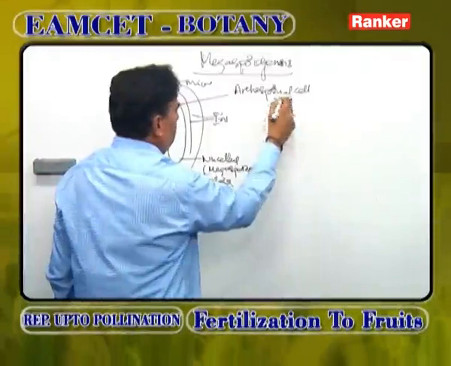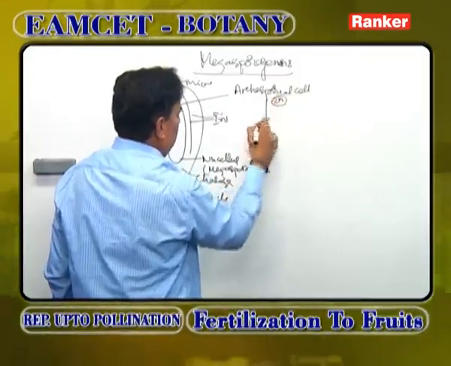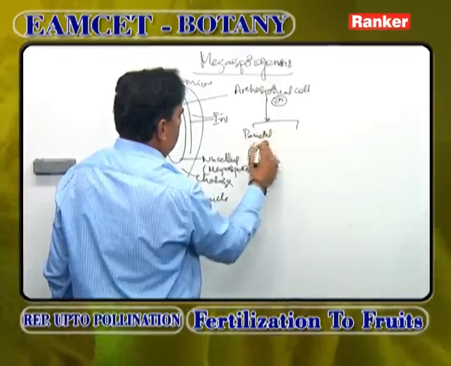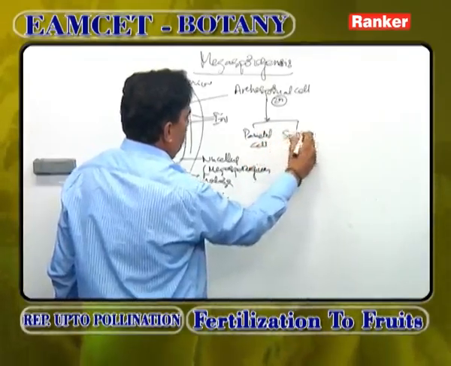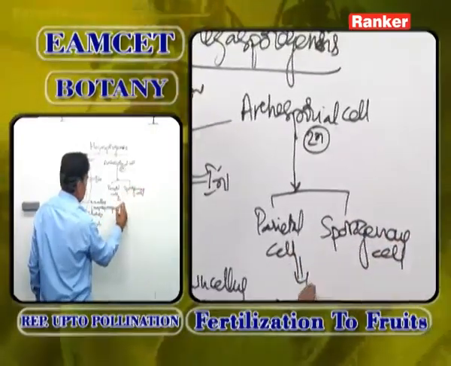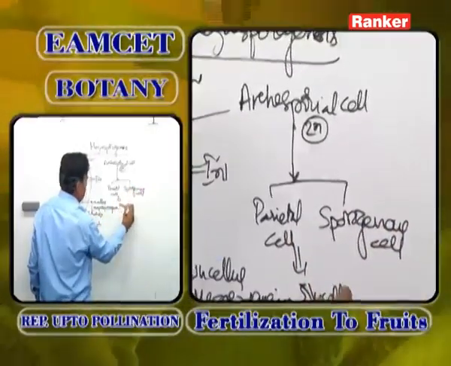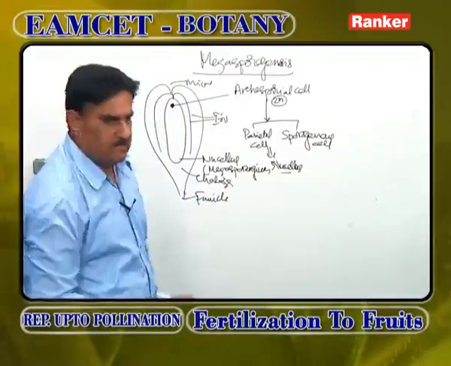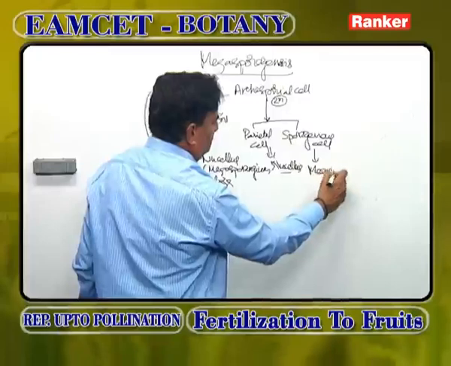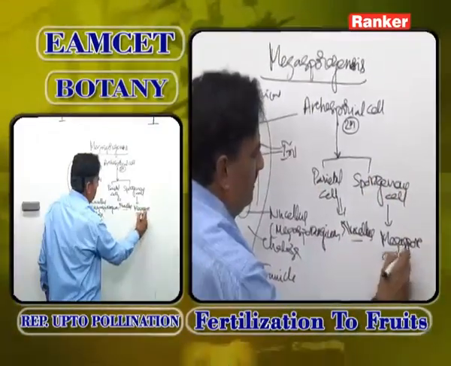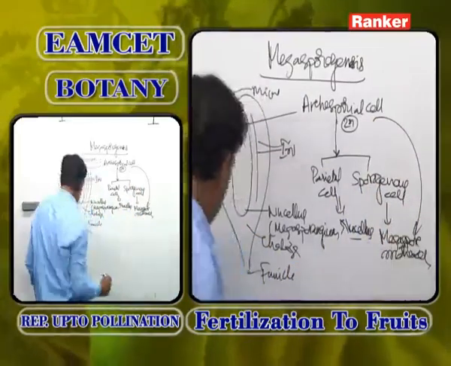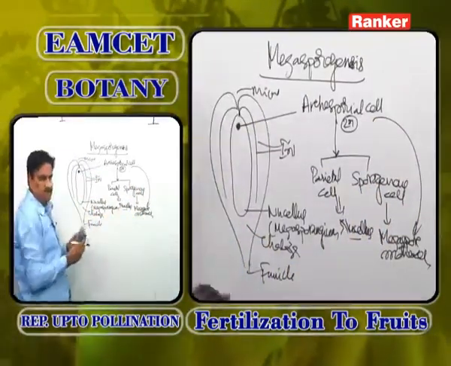This archisporial cell is diploid, which divides and redivides to produce two cells. One is the parietal cell, the other is the sporogenous cell. The parietal cell divides and increases the amount of nucellus. The sporogenous cell divides and gives rise to megaspore mother cells. Sometimes the archisporial cell directly gives rise to the megaspore mother cell.